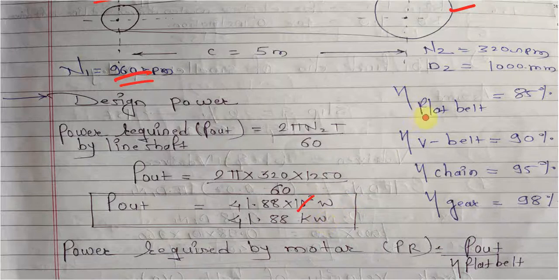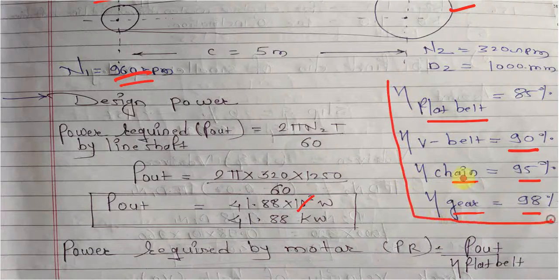Now, what are some standard efficiencies? The flat belt efficiency is 85%, V belt efficiency is 90%, efficiency of the chain is 95%, and efficiency of the gear is 80%. It is general information for you guys. It will help you to design the flat belt, V belt, chain and gear.